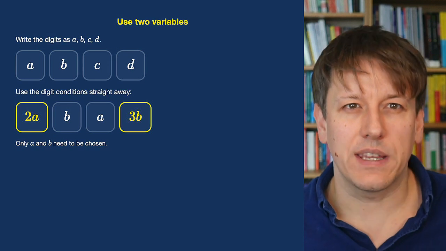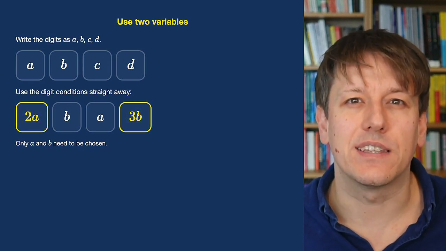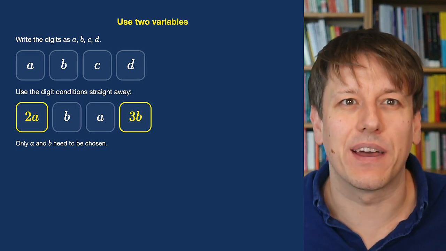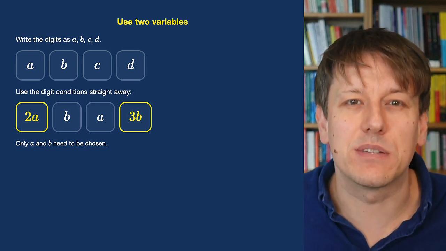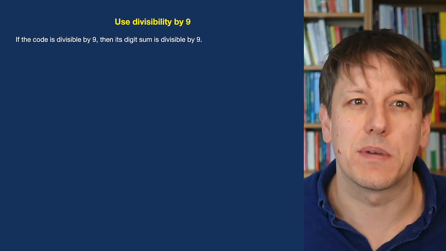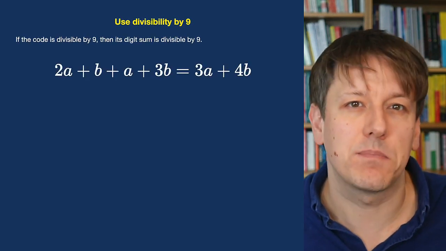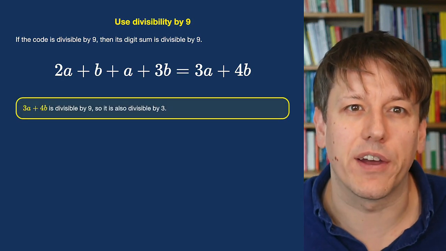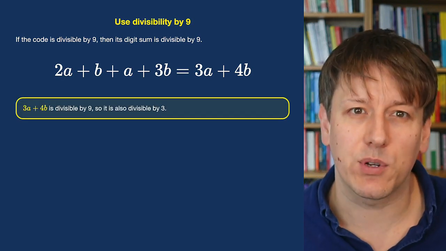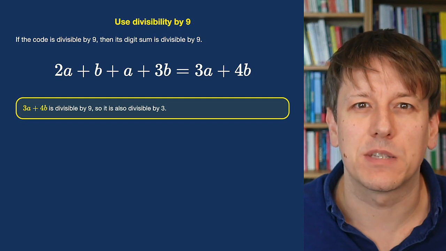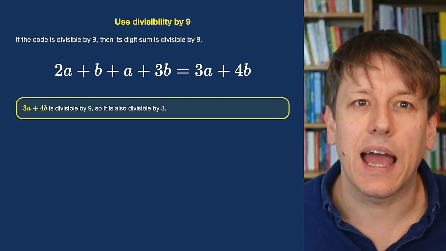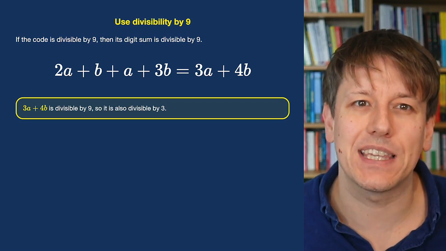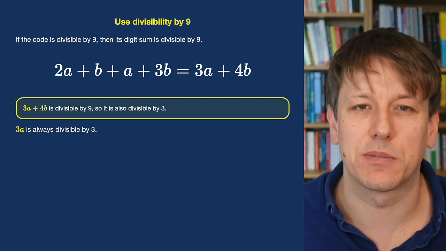So next we'd want to use the divisibility by 9 condition, and we would write in our answer that we understand that by writing something like, if the number is a multiple of 9, then its digit sum must also be a multiple of 9. So 2A plus B plus A plus 3B is a multiple of 9, which means 3A plus 4B is a multiple of 9. In particular, that would also mean that 3A plus 4B must be a multiple of 3, and we want to use a multiple of 3 here initially rather than 9, because we can see that 3A itself is always a multiple of 3.